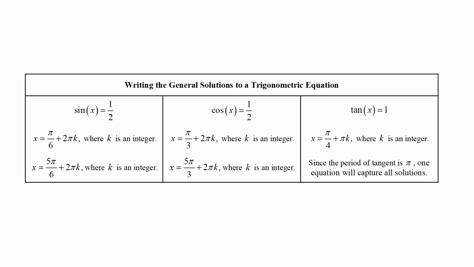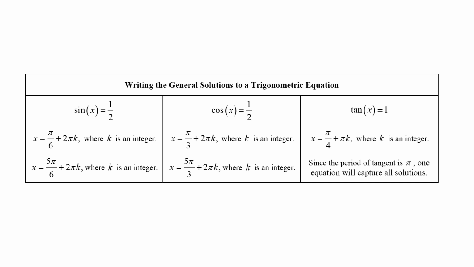So when we're writing the general solution here, we have sine of x equals 1/2. So we said that because there are 2 points on the unit circle where y equals a positive 1/2, that's at pi over 6 and 5 pi over 6, I can rotate infinitely many times counterclockwise and clockwise, right? Which is how I'd represent this as plus 2 pi k, where k is an integer.